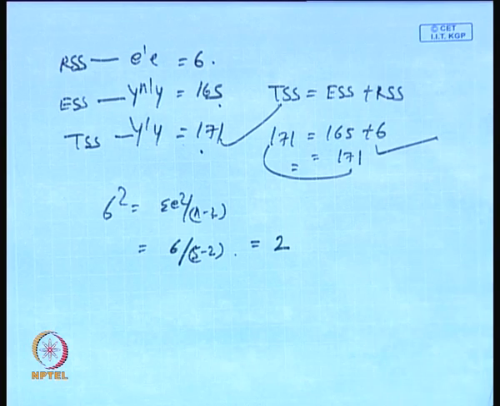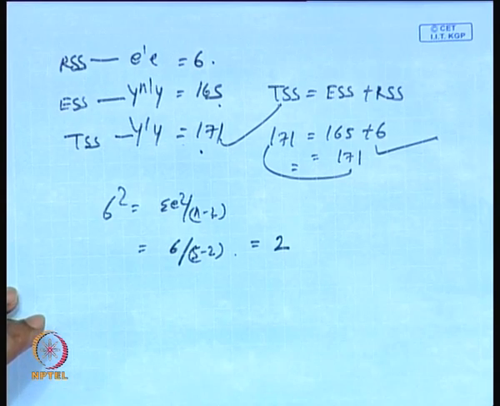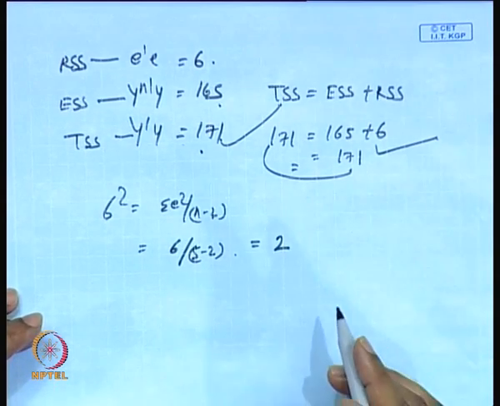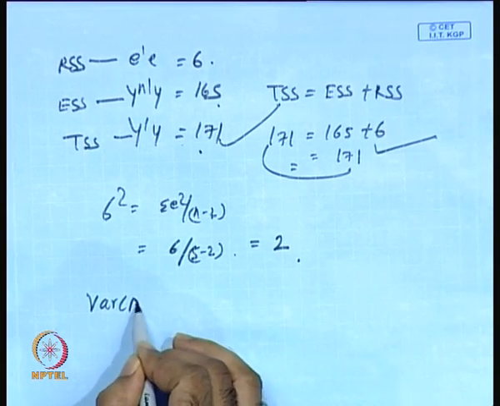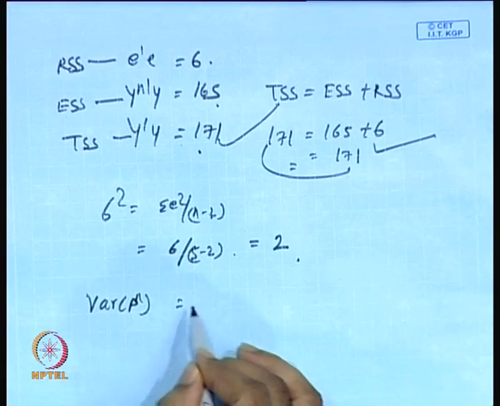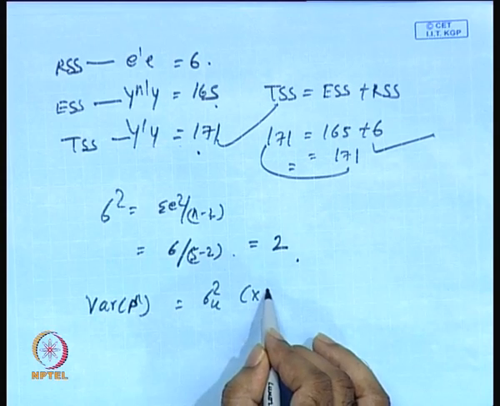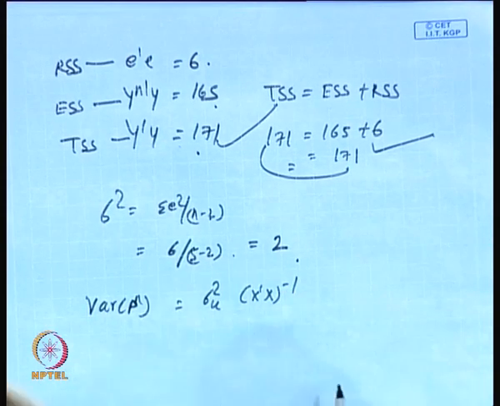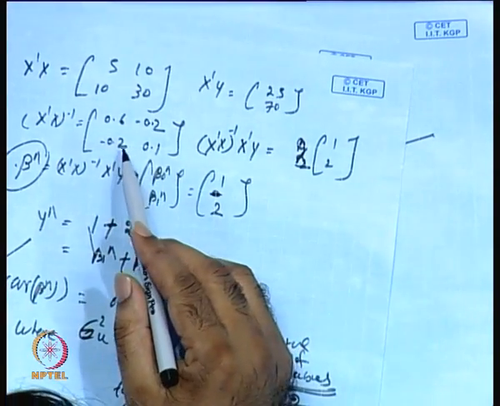The moment you get sigma square equal to 2, then obviously, okay, let's see here. So this is 6, and R square will be coming. So sigma square equals 2. Now the variance of beta head equals how much? Sigma square u times x transpose x inverse. Okay, what is x transpose x inverse? Let's see here, this is x transpose x inverse.